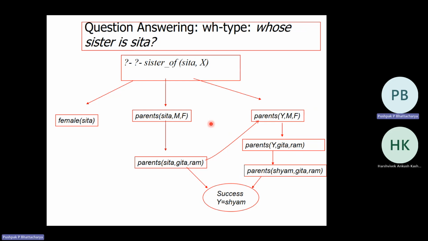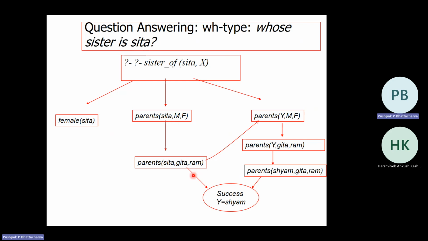Now a WH type of question. Suppose I ask, whose sister is Sita? So here I ask this question, sister of Sita, X. And I want a binding for X. I want a value for X. Again, three goals need to be satisfied. Female Sita, fine. Parent of Sita M F. And we need to find out who is that Y whose parent is the same as the parent of Sita.